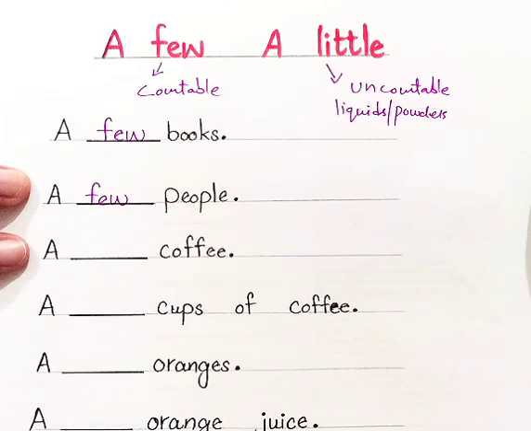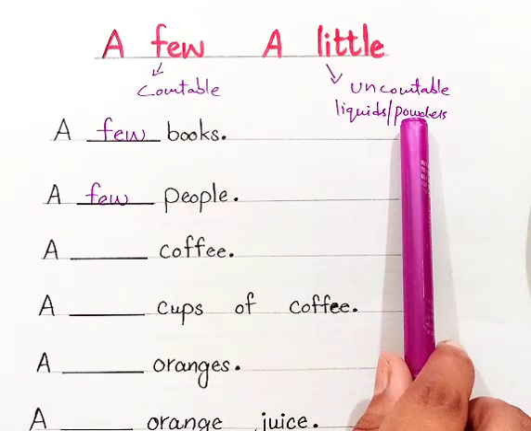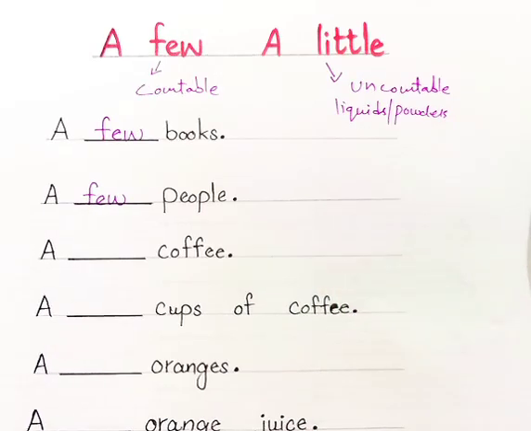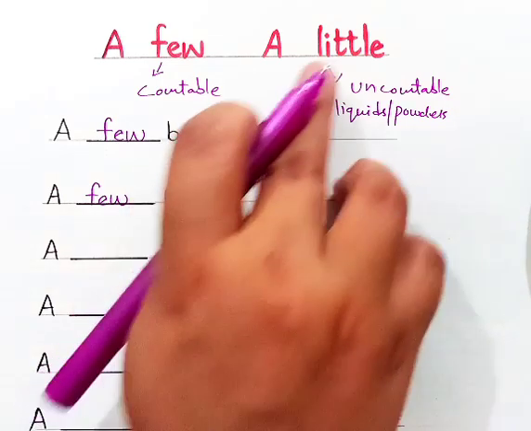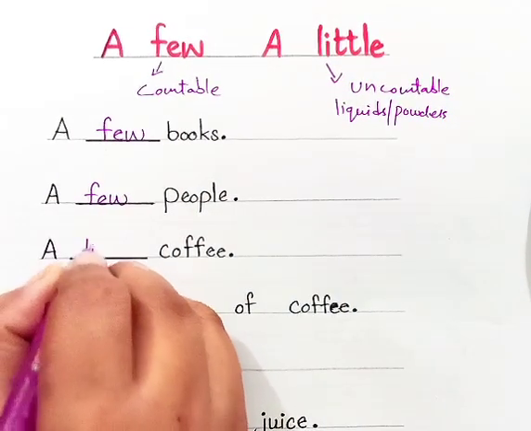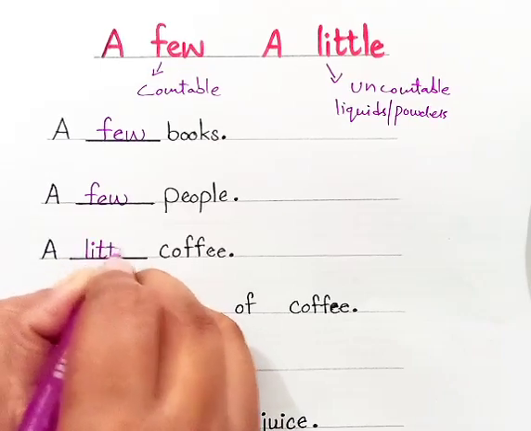Well, next one is a blank coffee. Coffee is a form of a powder and powder is an uncountable noun. We cannot count the powder. So for uncountable nouns we use the word little. A little coffee.